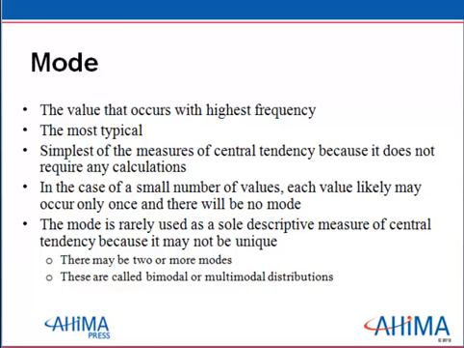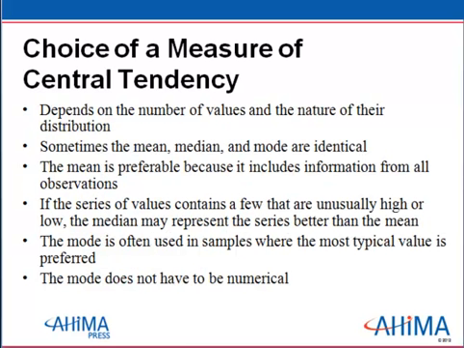While the mode is very simple to use, there are disadvantages to using it. If we have a small number of values, each value could occur only once and there will be no mode. Or 2 values may be more common than others and you could have 2 or more modes. The choice of measure of central tendency really depends on the number of values that you have and the nature of their distribution. Occasionally, the mean, median, and mode are identical.